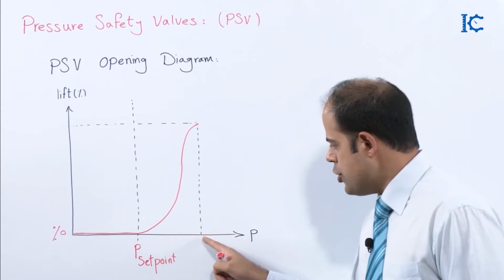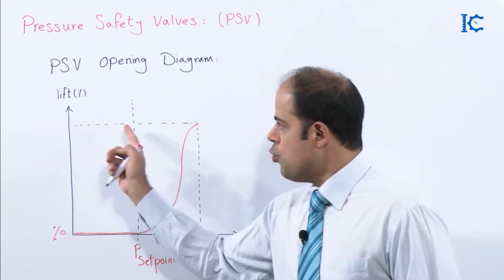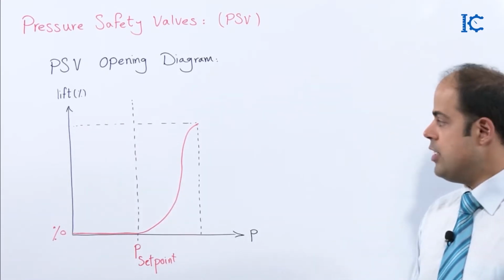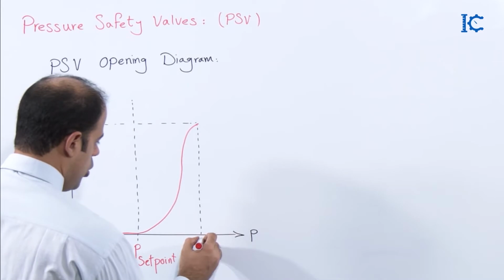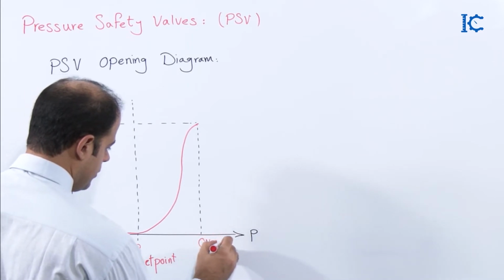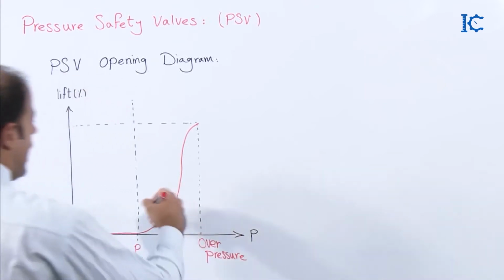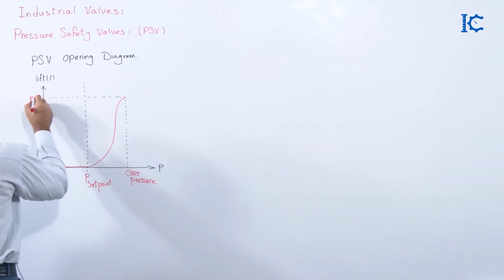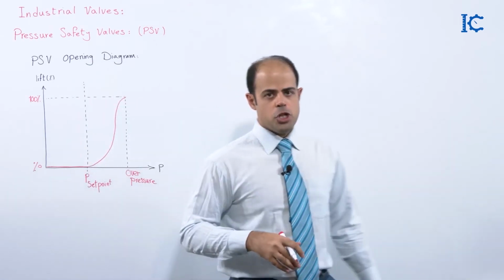And at a pressure which is known as the overpressure, we will have 100% of the lifting for this valve. So this item will be known as overpressure. And in overpressure, we will have 100% of the lift. In this case, the valve is totally open.